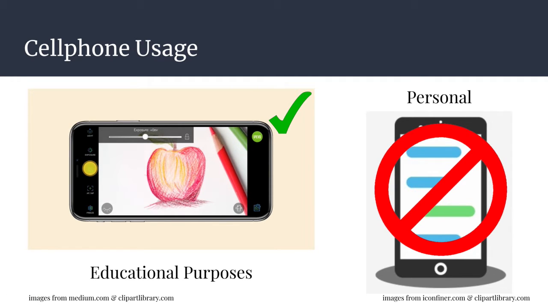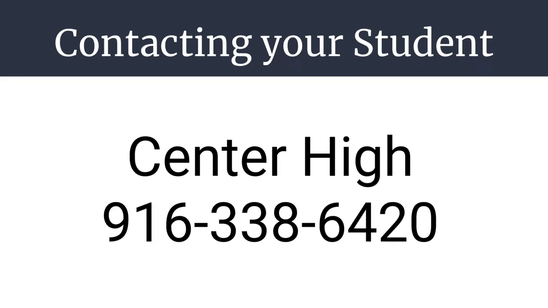At the beginning of every class, I have students put their cell phones and headphones away. Cell phones may be used for educational purposes, but not for personal purposes in class. That includes texting their friends, and I know sometimes parents and guardians text with their students. I've seen that happen. I ask that you not text them during class. If you do need to contact them, if it's an emergency, please call Center High. The phone number is 916-338-6420. You could always look that up on the internet, and I will post it at the end of this presentation.